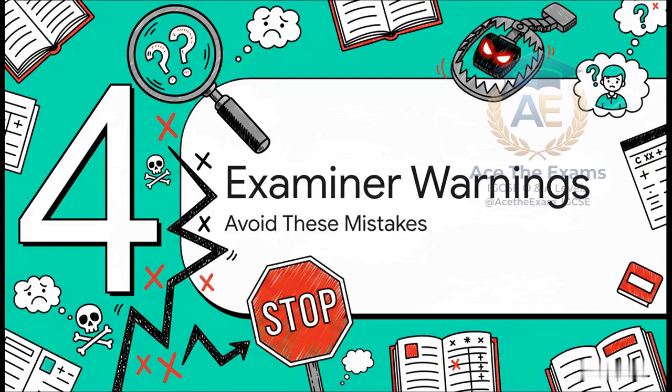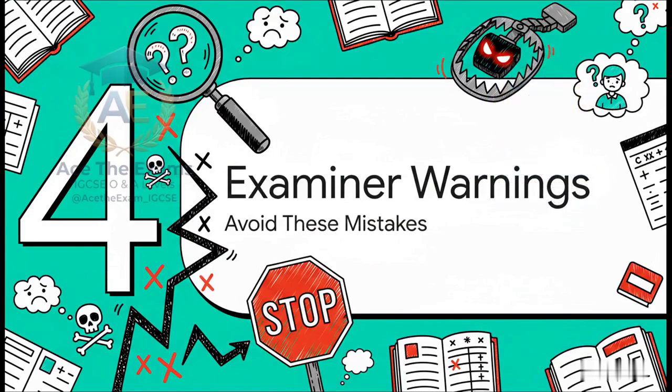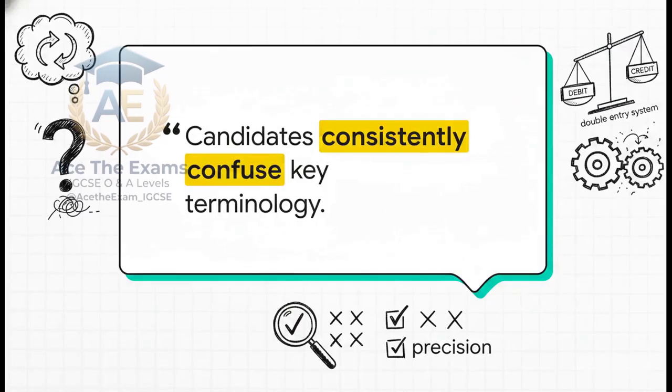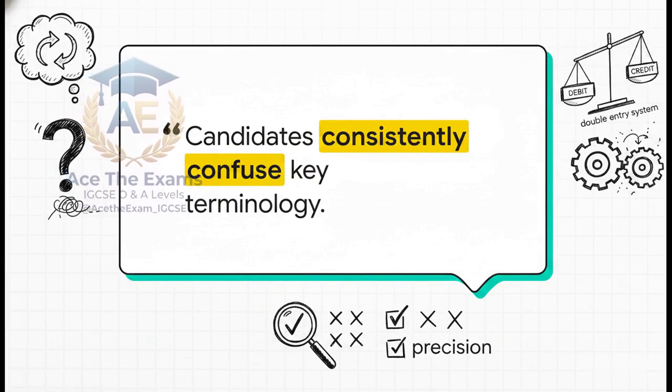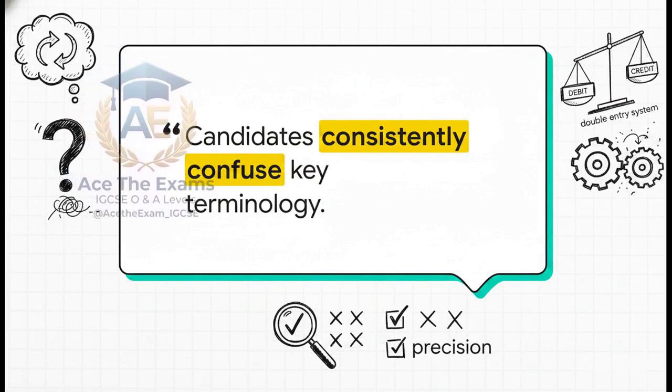Section 4. Top Examiner Warnings. The most common pitfalls to avoid. Directly from the principal examiner reports, they warn that, quote, candidates consistently confuse key terminology, end quote. This is a massive, glowing red flag.